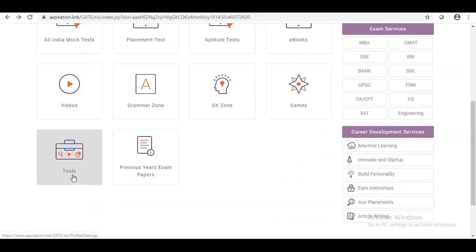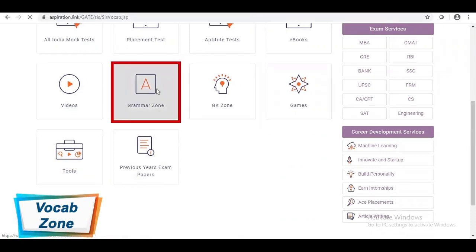Add to that, you have tools. For example, you have Percentile Predictor, which will give you a prediction of what exam you should take and what score means what IIT or NIT you will get selected. You have Vocab Zone.